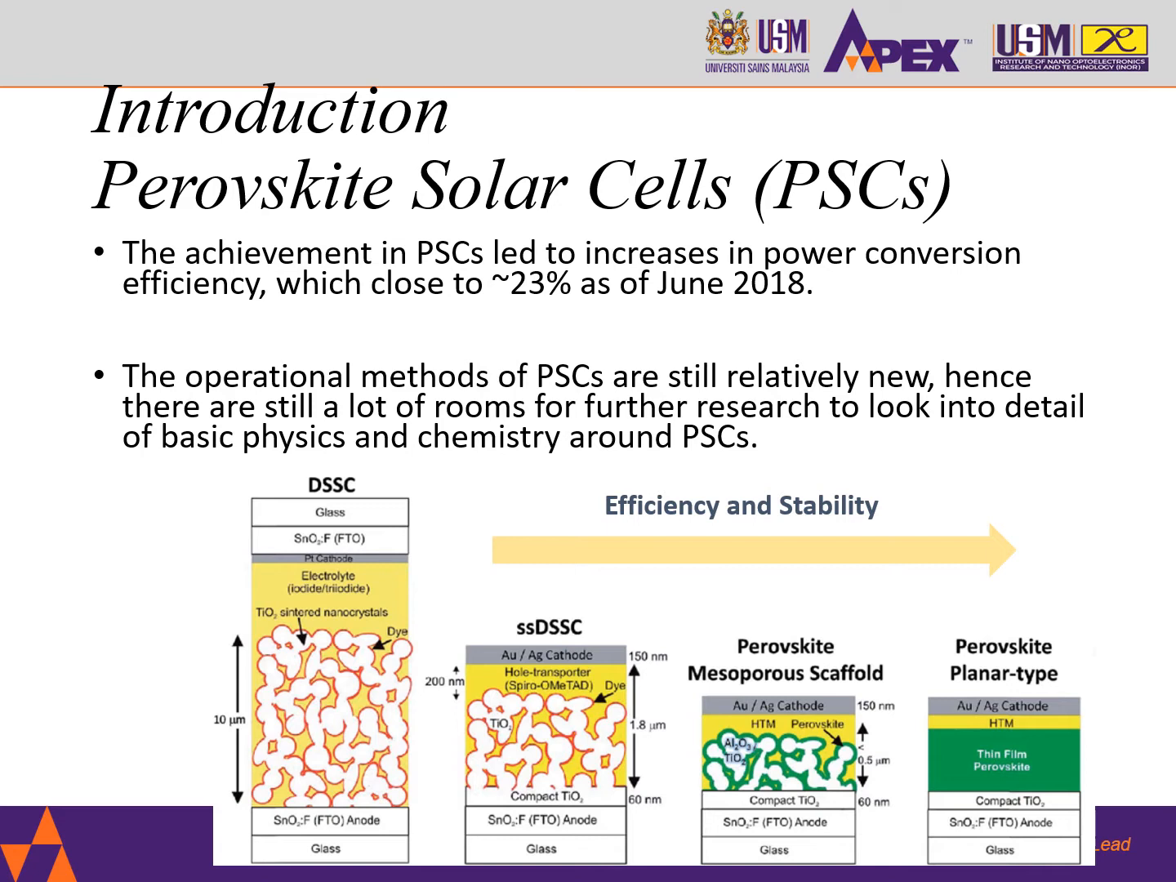As you can see, the efficiency and stability of the solar cell has improved from the DSSC to perovskite. As of June 2018, the power conversion efficiency has even improved to about 23%. However, the operation methods for this device are still relatively new, so there is still a lot of room for researchers to look into the details, especially the basic chemistry and physics of this structure itself.